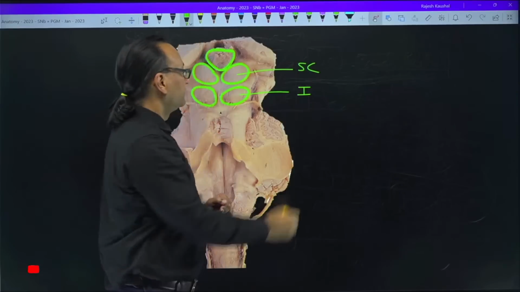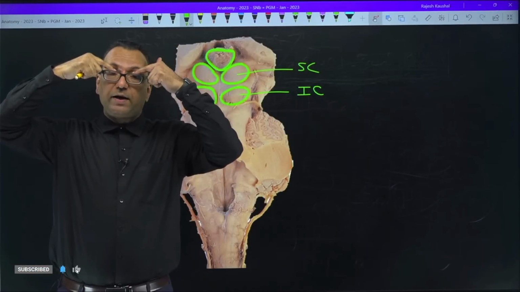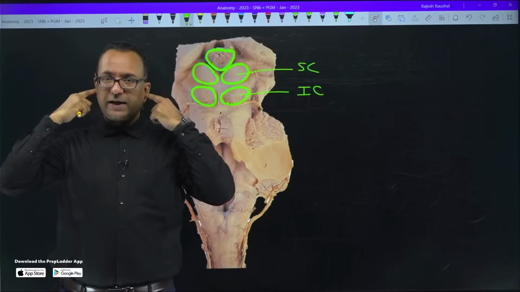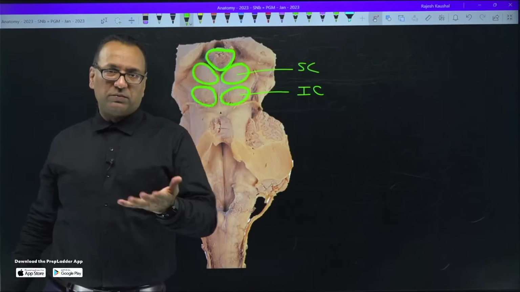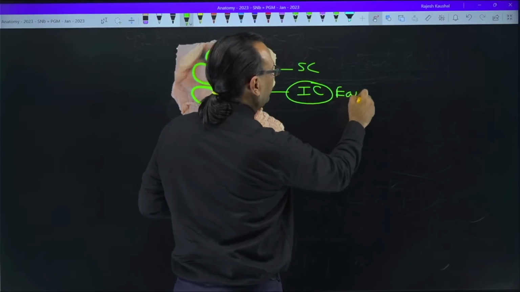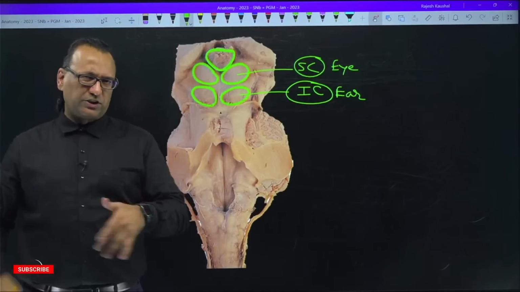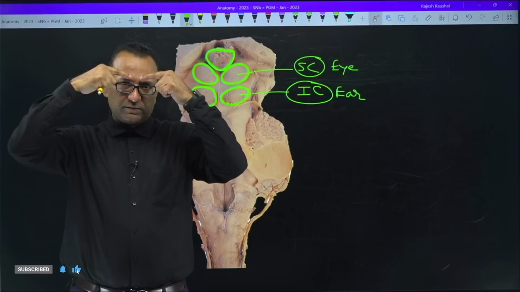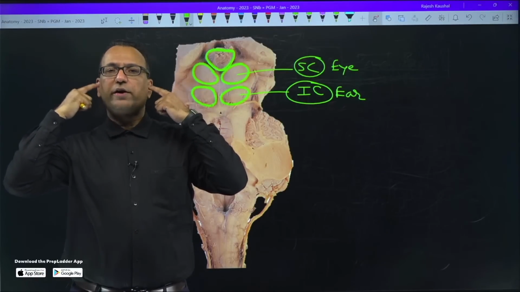You can remember that the eyes are above and ears are below. Superior colliculus helps us in the visual pathways, and inferior colliculus helps us in the auditory pathways. What is the mnemonic for auditory pathway? This question keeps coming all the time. So eyes are above, superior colliculus works for them. Ears are comparatively below, inferior colliculus works for the auditory pathway.